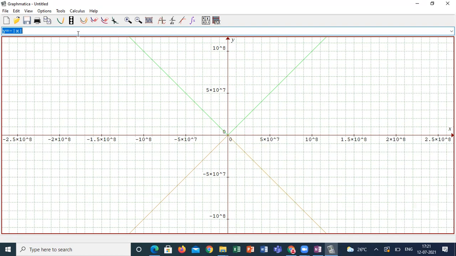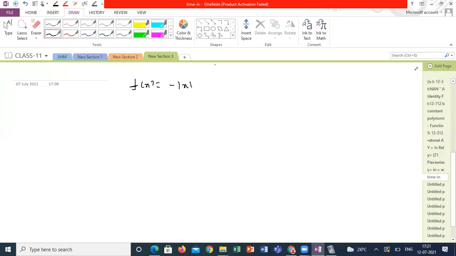How will we define this function? What is its piecewise form? Can anyone give the piecewise form of this function? What does it mean? Whether x is positive or negative, f of x is always negative. So how will we deal with this one?